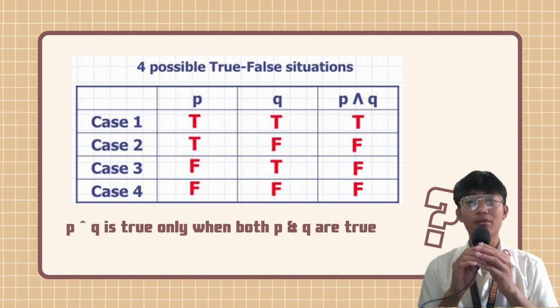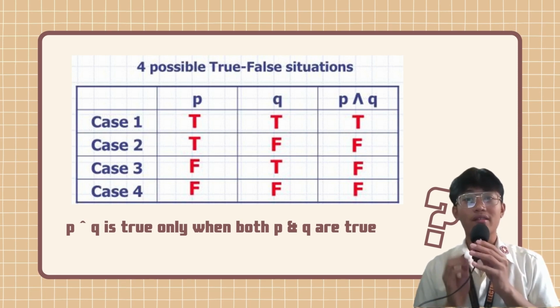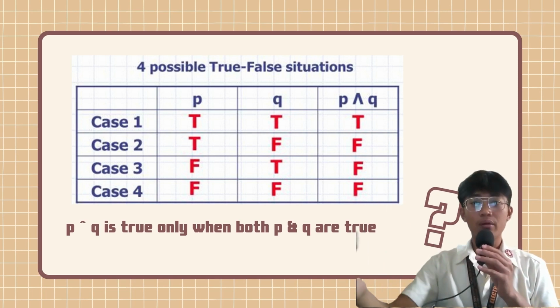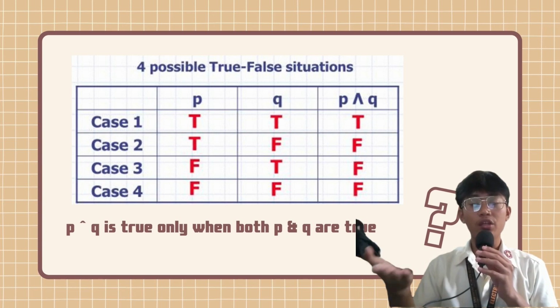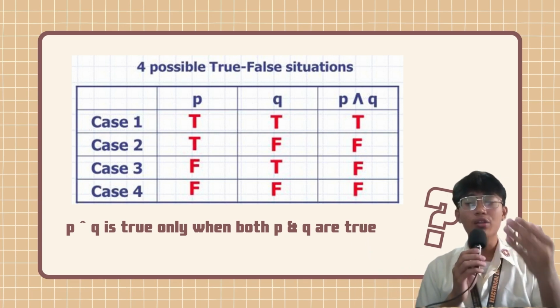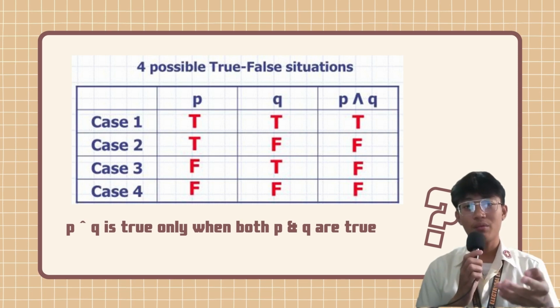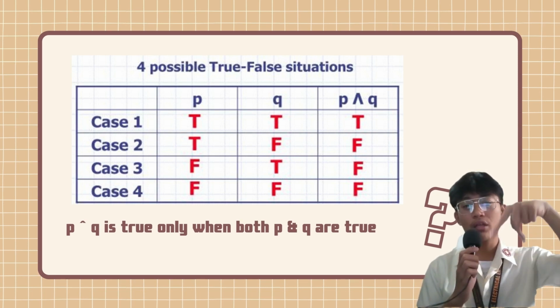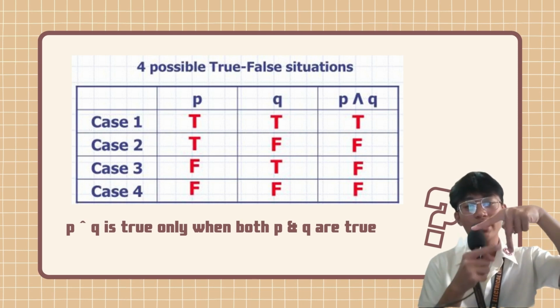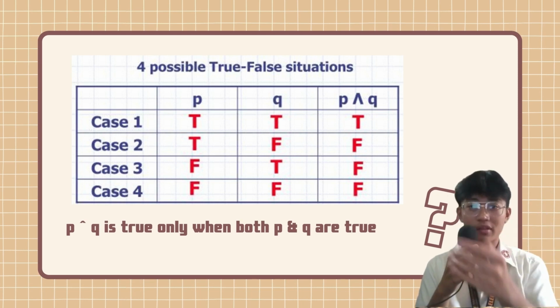So para sa possible true and false situations natin dito, meron tayong 4 cases, no? Kung mababasa natin sa baba, P and Q is only true when both P and Q are true. Ibig sabihin, kapag conjunction, ina-acknowledge niya parehas yung statements, which is yung P and Q. So kapag may mali man lang dun sa dalawang yon, mali na yung whole sentence niya together. So, tingnan natin dito sa example.